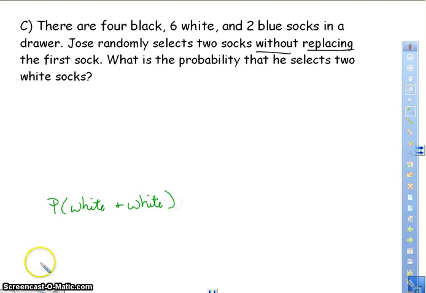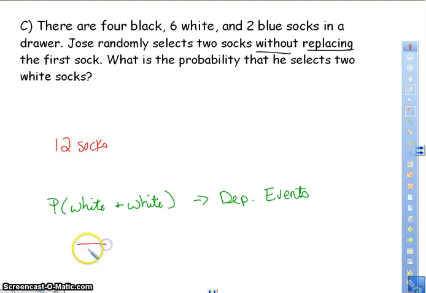Now looking at this problem, it says Jose randomly selects 2 socks without replacing the first sock. So I'm not replacing it, meaning it's going to be a dependent event, which means my second fraction will be affected by the first. Okay? So I need to count up my total socks. 4 plus 6 is 10 plus 2, so I have 12 socks to choose from.